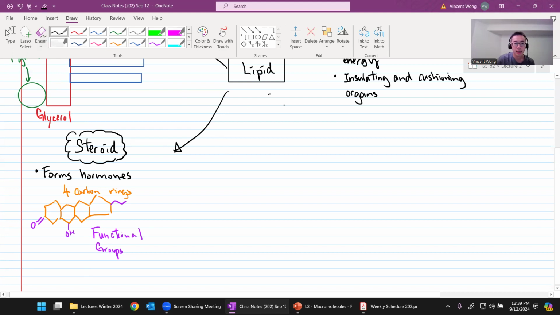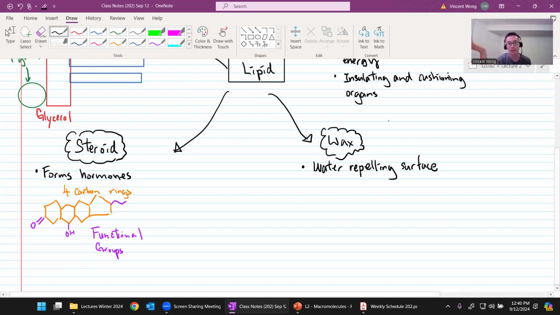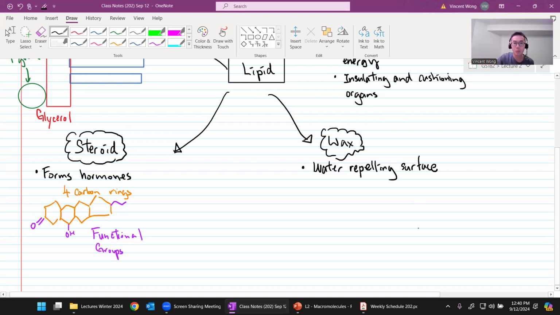Good, good, good. And last but not least, we will also look at wax. Wax is important for forming a water repelling surface. If you think of the skin of an apple, it's waxy. It protects the fruit from moisture. You have waxy stuff on your skin, in your hair. When we soak our hand in water, it's not going to go into it, right? It's going to stay outside, at least for a while. And that basically is wax.